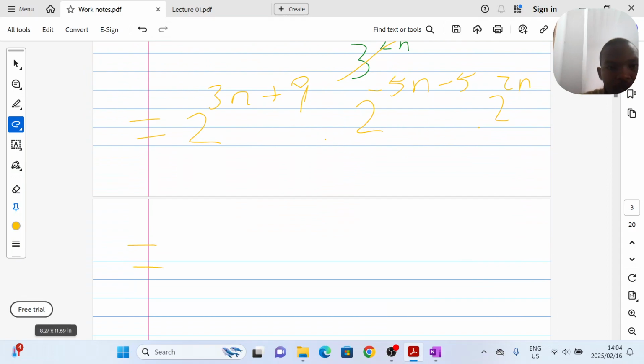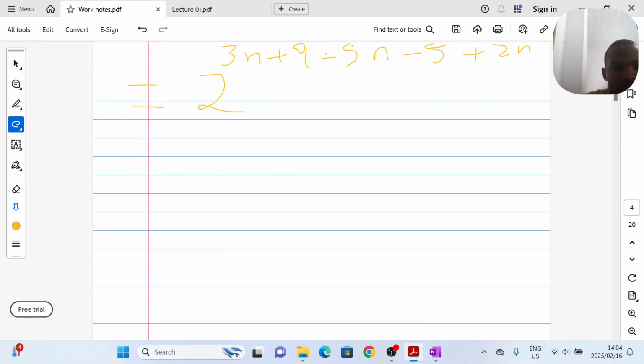So once you have that, when multiplying powers of the same base, you add the exponents. So you're going to have 2 to the power 3n plus 9 minus 5n minus 5 plus 2n. So that's what you are left with there. And then you continue. We collect some like terms. 3n minus 5n, that's minus 2n.